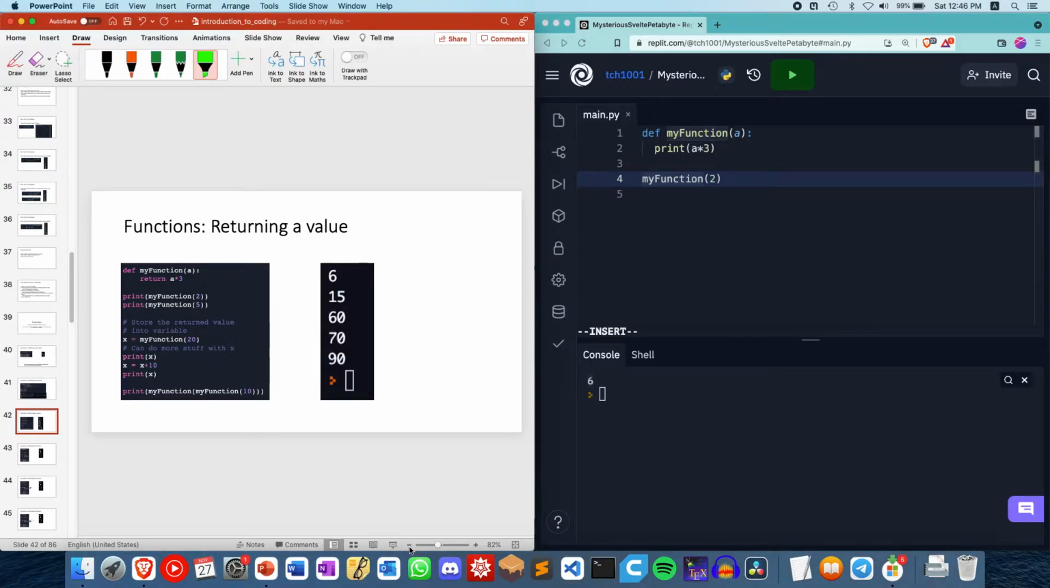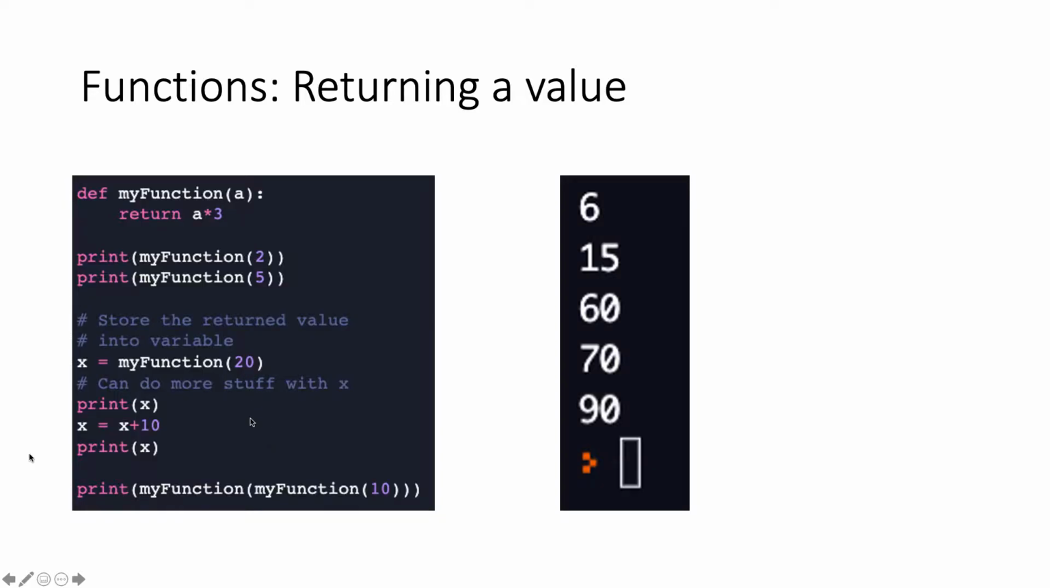Because if you return something, you can store it in a variable. If you store the return value into a variable, you can write x equals my function 20, and then after that you can do whatever you want with x. As compared to just doing the print statement in the function, if you want to do more stuff with the return value, then that's the purpose of return.